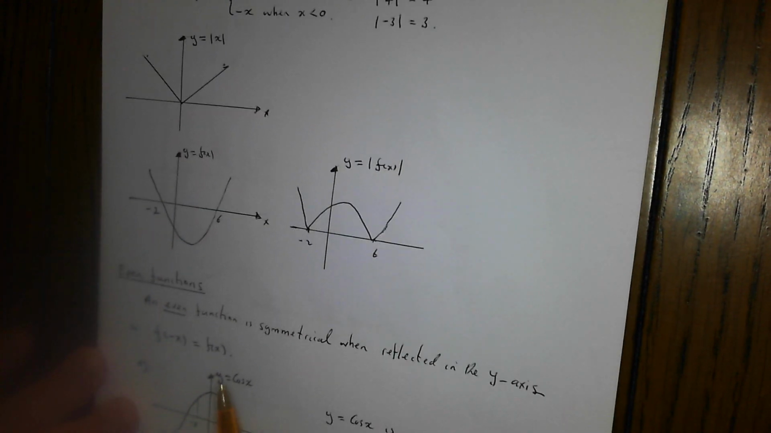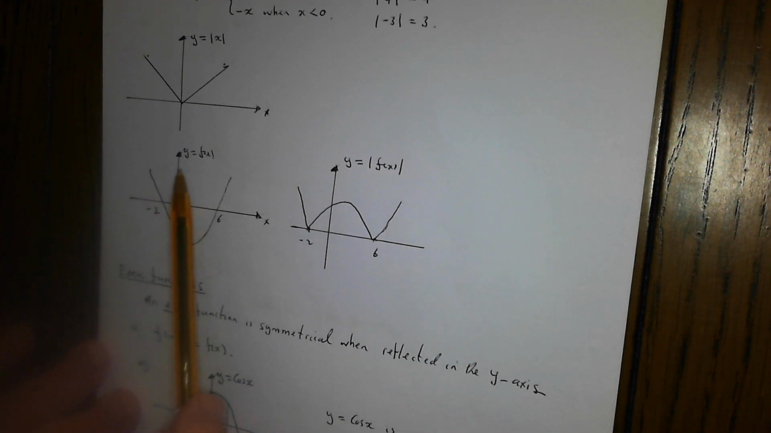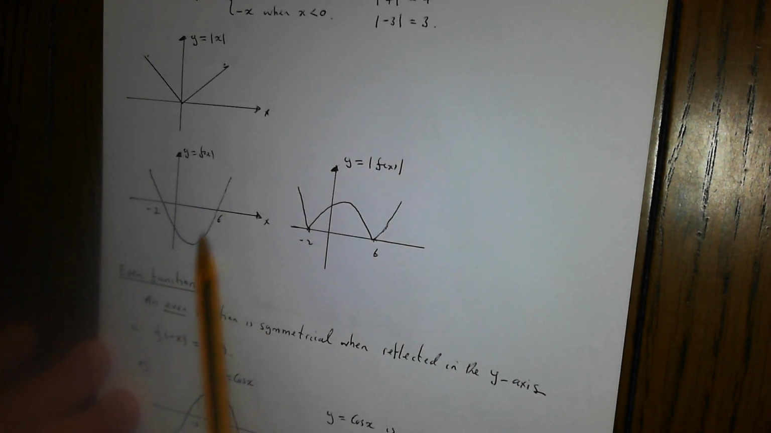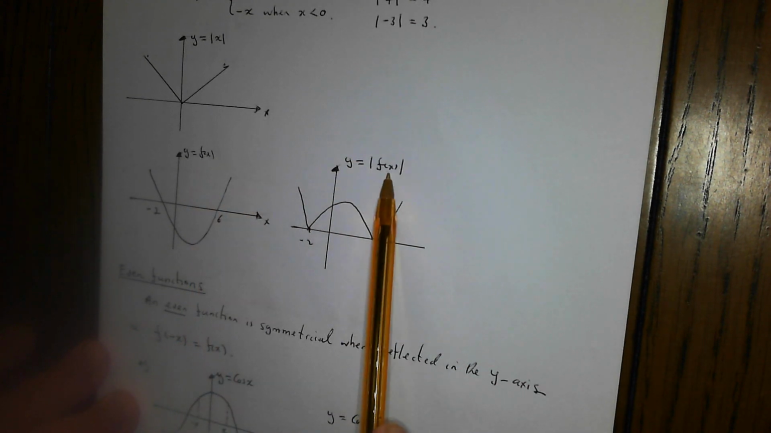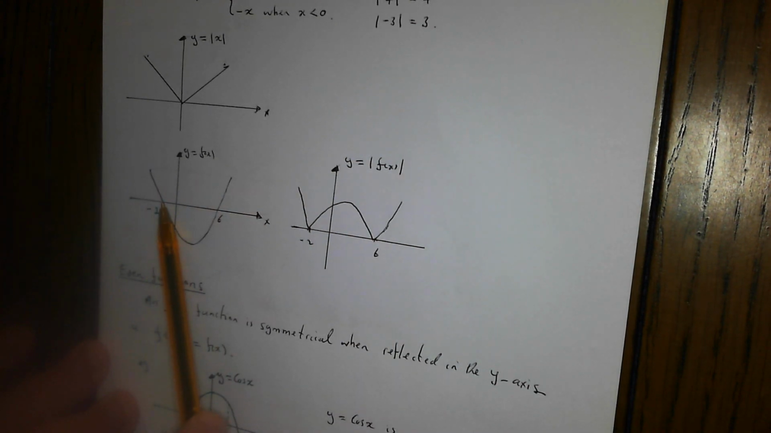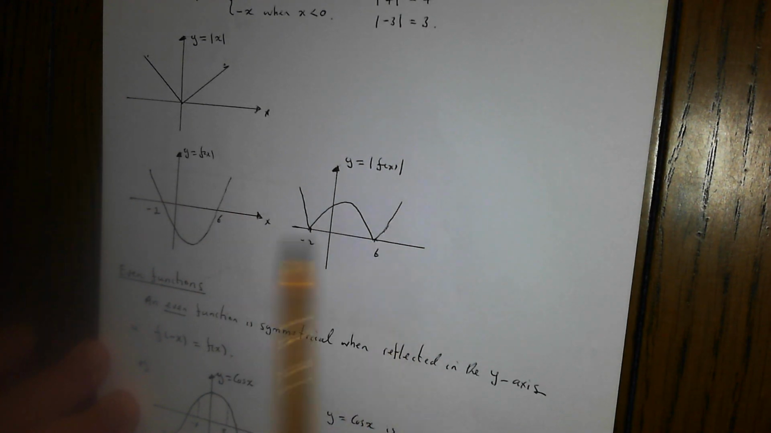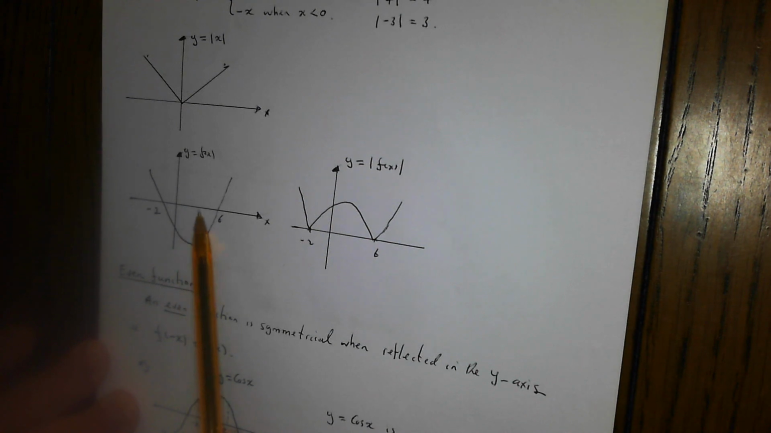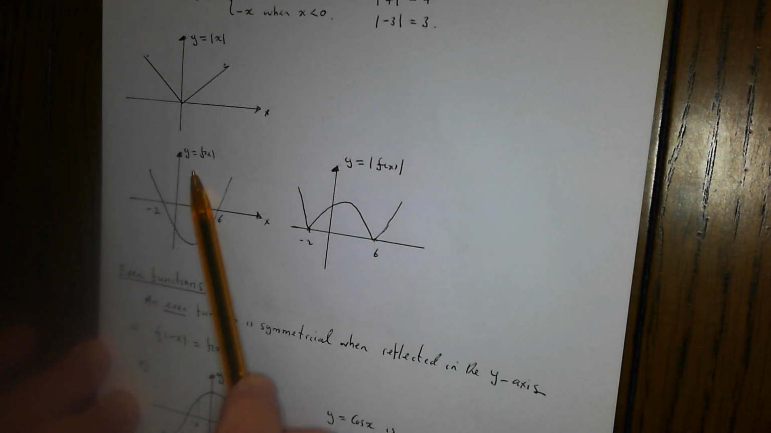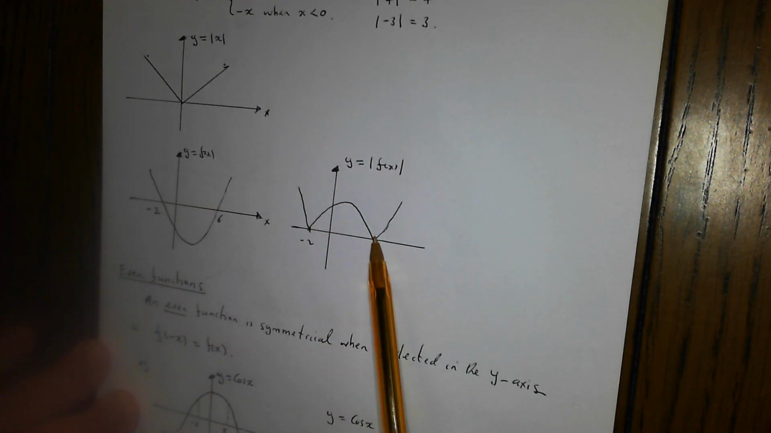If I had a quadratic, like so. y equals f(x), y equals the modulus of f(x). Well, that's positive to here, so that's all okay. Positive here, doesn't change. But all the negative y coordinates become positive. So this just gets flipped over like so.